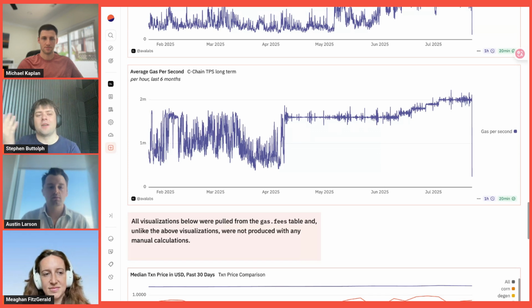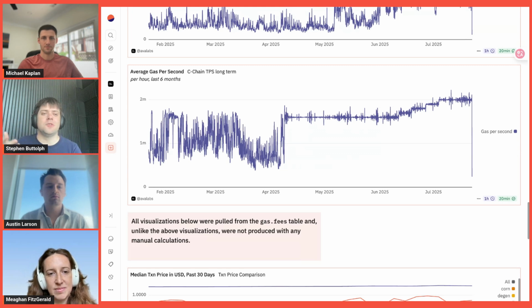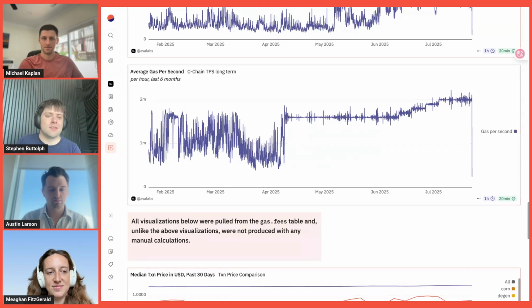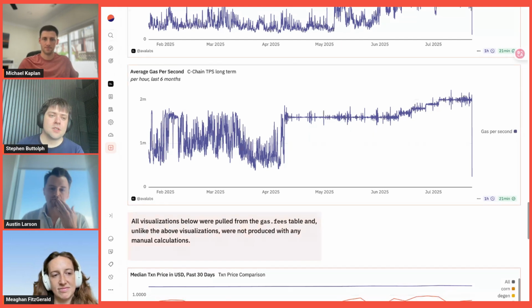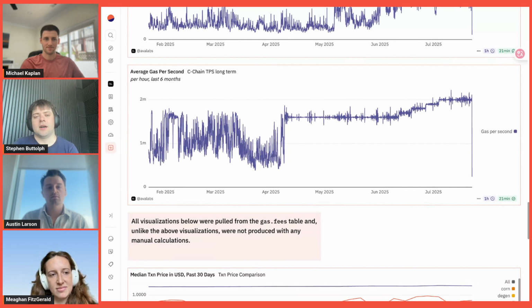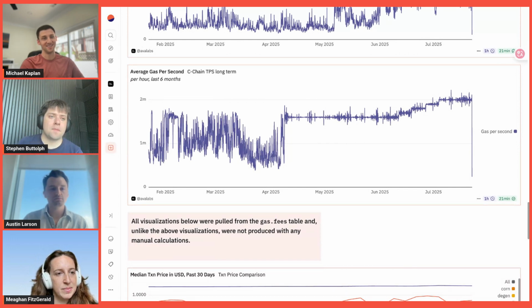So it doesn't really matter what optimizations you do, what database improvements you do, if you aren't consistently hitting the target, then you're just not using the gas that the validators are able to supply. So that was a big reason why I advocated a lot for essentially the removal of the min price.